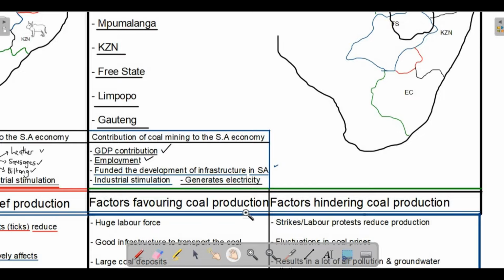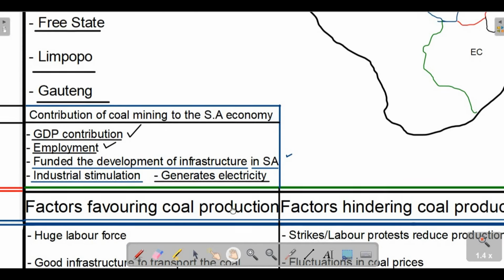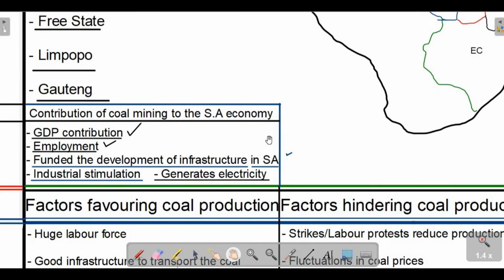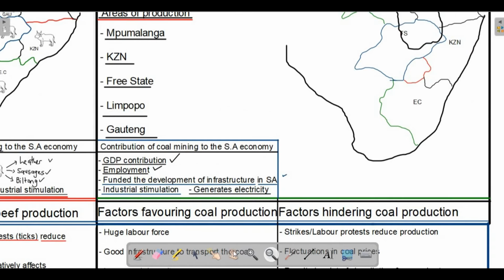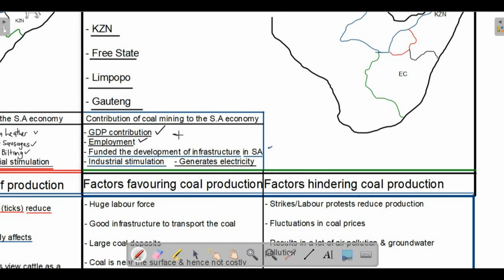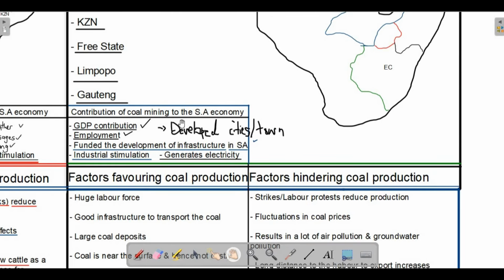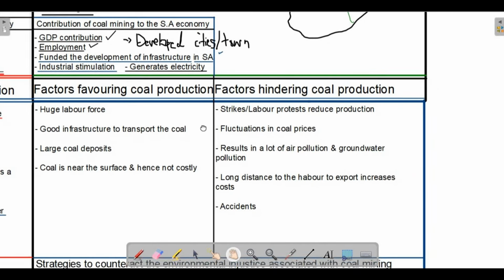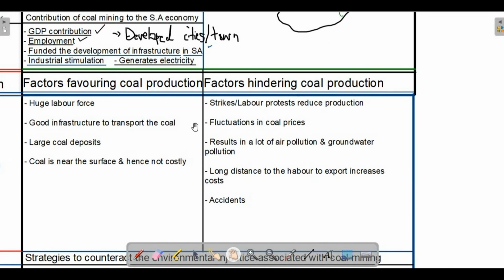And we've seen, guys, what load shedding did to the economy of the country. Businesses were closing, so it is critical to our economy, the coal mining there. Yeah, we can also include it played a huge role in developing cities or towns. So that is a good point there. So that is the contribution of coal mining to the South African economy. Now let's quickly take a look at the factors that favor coal production and the factors that hinder coal production.